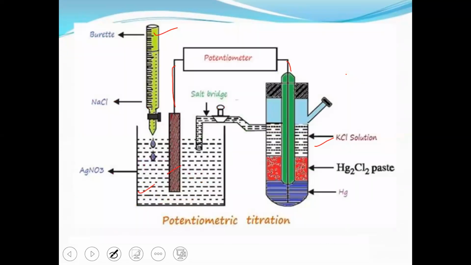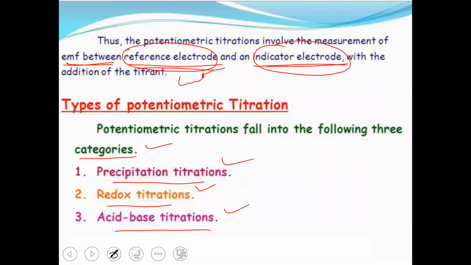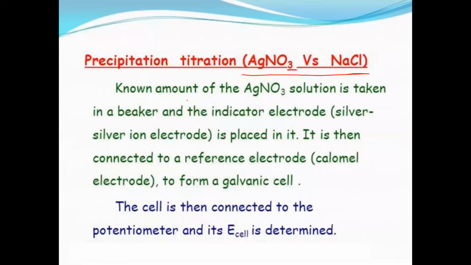Here, the NaCl is taken in the burette, and silver nitrate is present in the beaker, and here it is a silver electrode. See, this is a silver electrode. So here, how can you do the potentiometric titration between the silver nitrate and the NaCl?